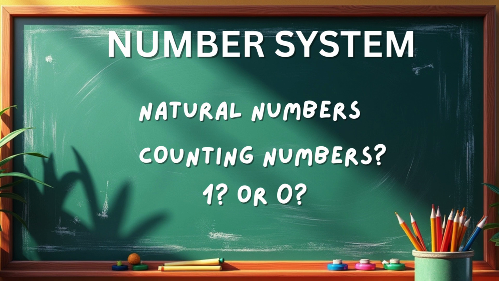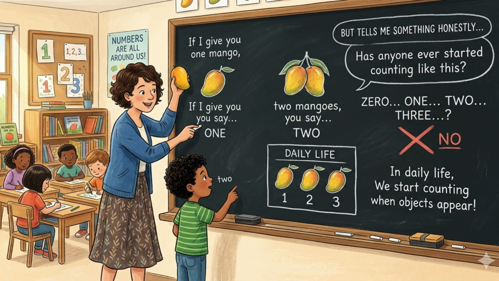If I give you one mango, you say 1. If I give you two mangoes, you say 2. But tell me honestly, has anyone ever started counting like this? 0, 1, 2, 3? No. In daily life, we start counting when objects appear. So natural numbers begin from 1.